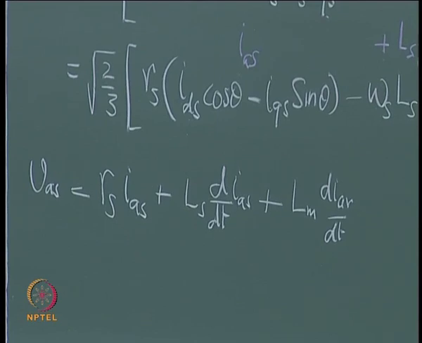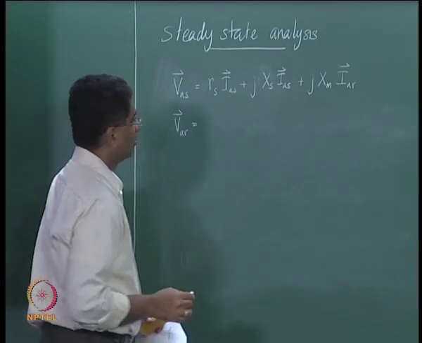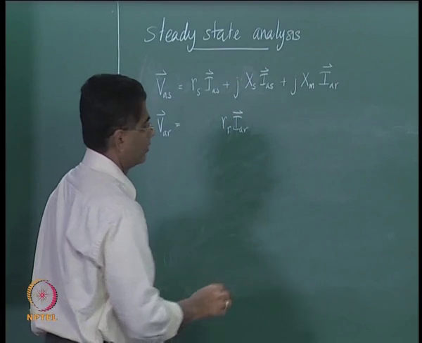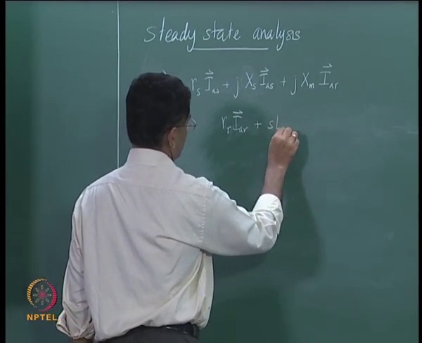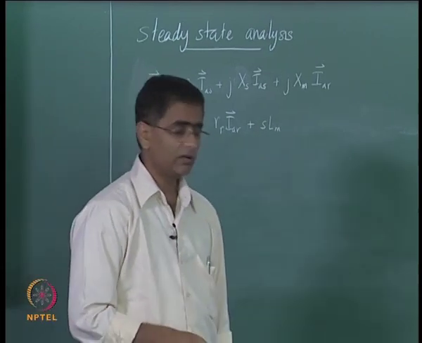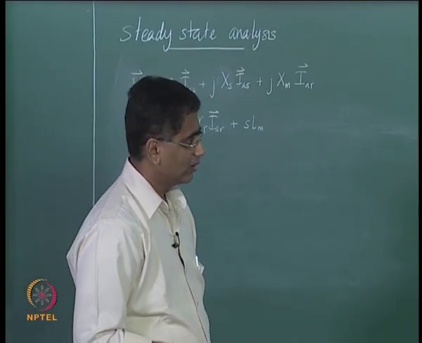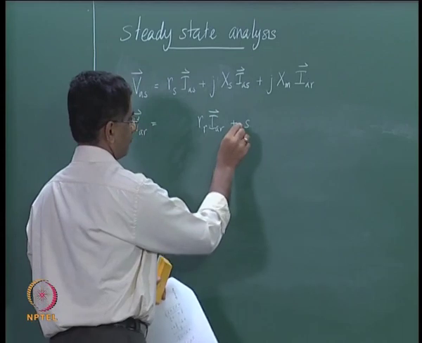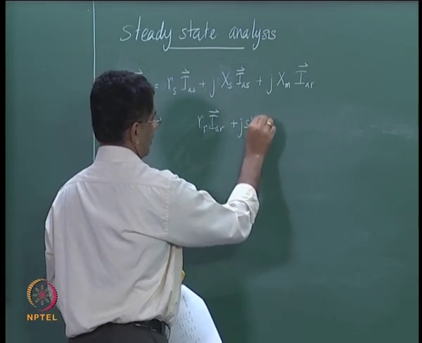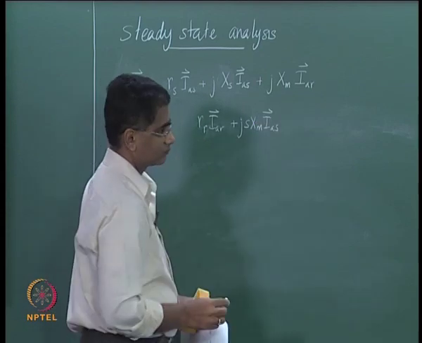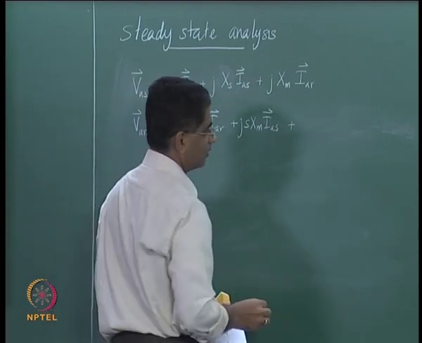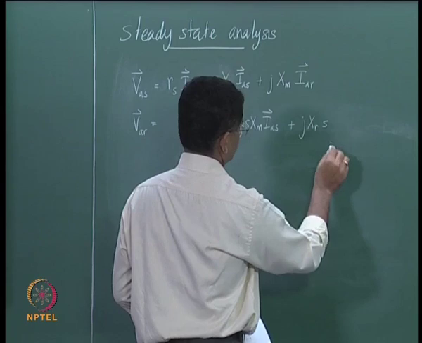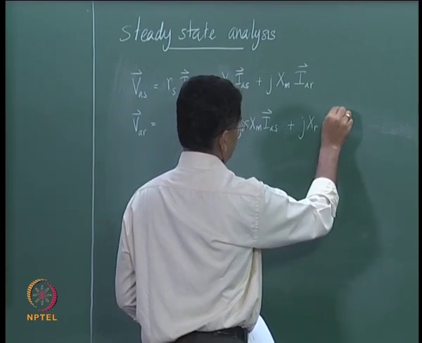Similarly, you have VAR is equal to RR into IAR plus S times Lm. Now, dIAS by dt into Lm can now be represented as j times Xm IAS phasor plus j times XR multiplied by the slip into IAR phasor.